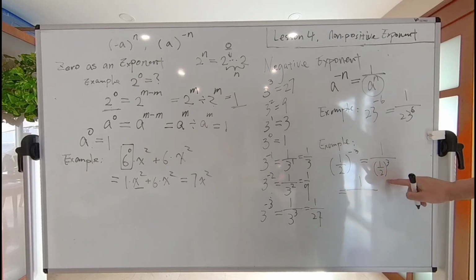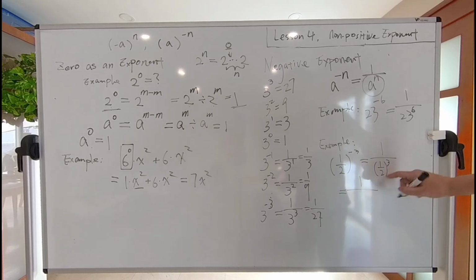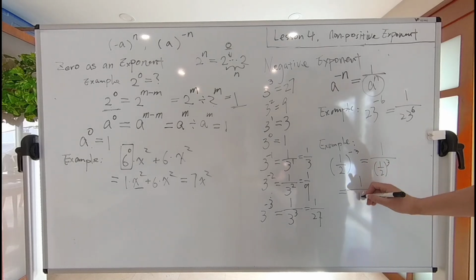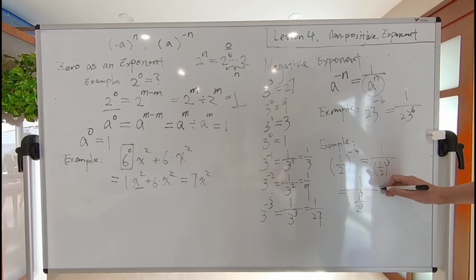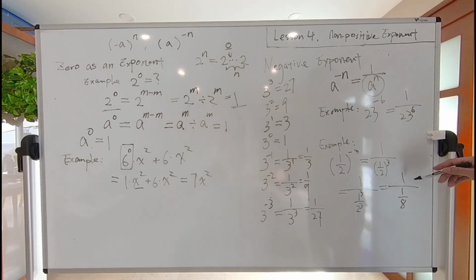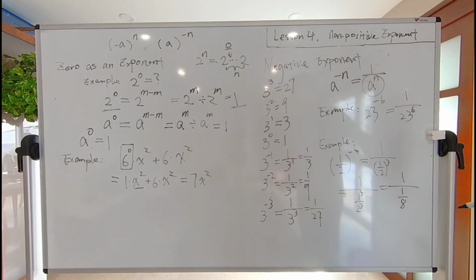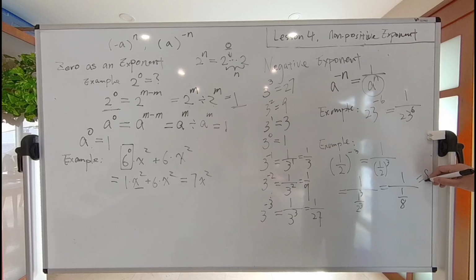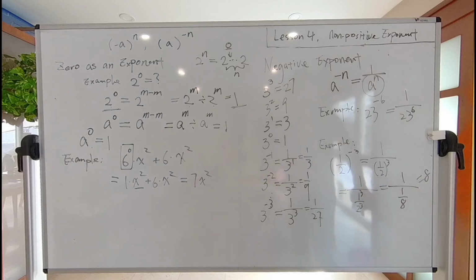And then I can expand the power first. This is 1 to the third power over 2 to the third power. So that is 1 over 8. Be very careful to know which number is your denominator as a fraction. And then this, again, if you're familiar with fractions, simply equals 8, because you can flip this over if you have two fractions, 1 over something.